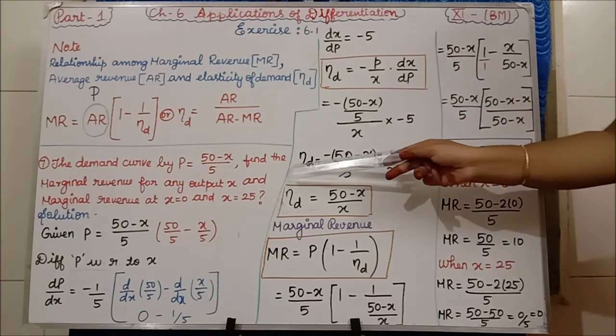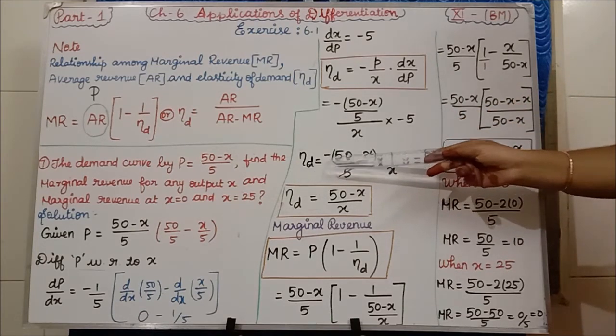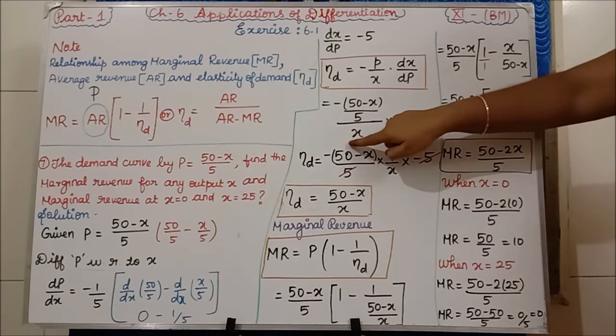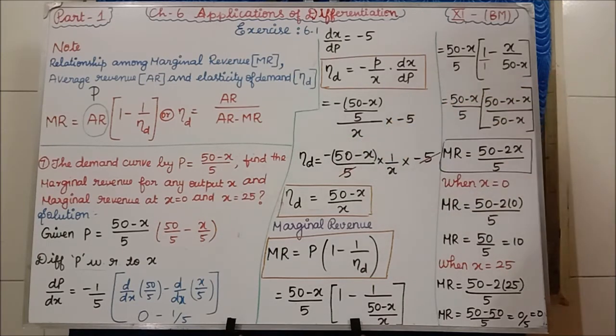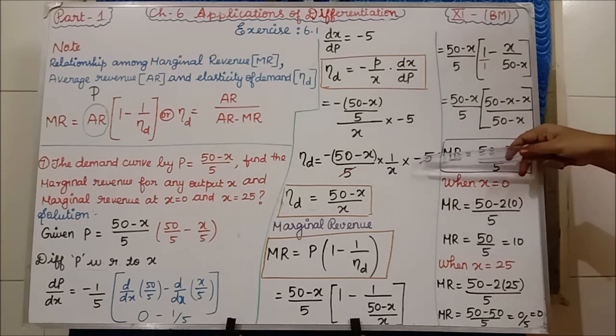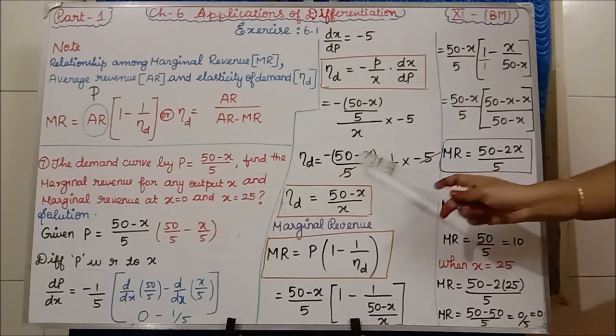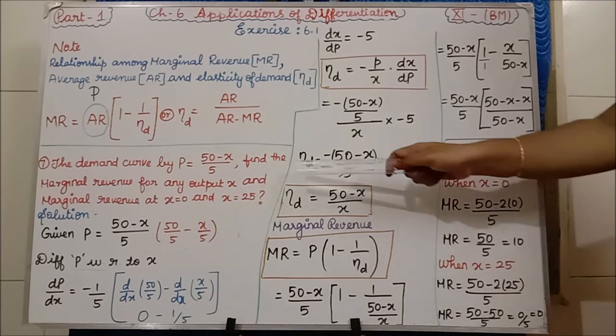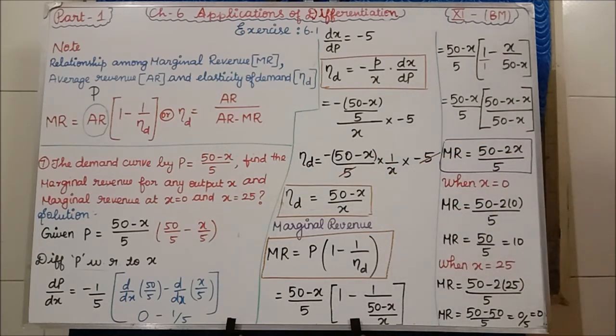Okay, now elasticity of demand eta d is equal to minus 50 minus x divided by 5, and here there is no denominator, so it is understood that 1 is there. So it will become 1 by x into minus 5. The 5 will get cancelled, giving 50 minus x divided by x. Clear?